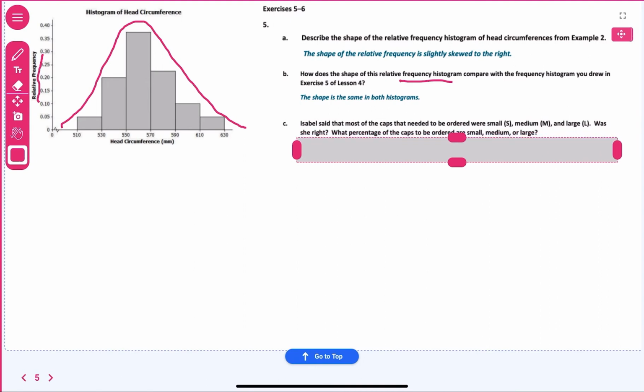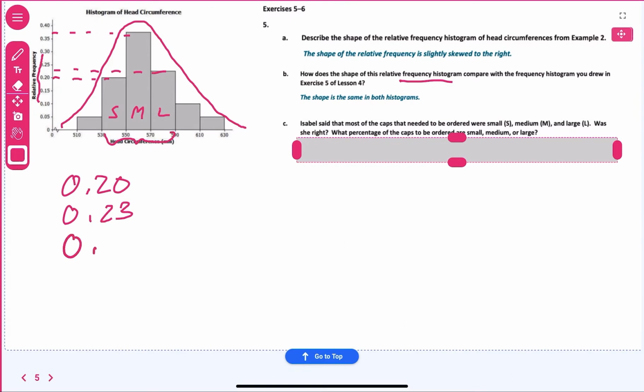Isabel said that most of the caps that needed to be ordered were small, medium, and large. Was she right? What percentages of the caps to be ordered were small, medium, and large? So this is small, this is medium, and this is large. We can see that most of our numbers come here. So let's do it for sure. That is 0.20. I think we said 0.23 for this one.